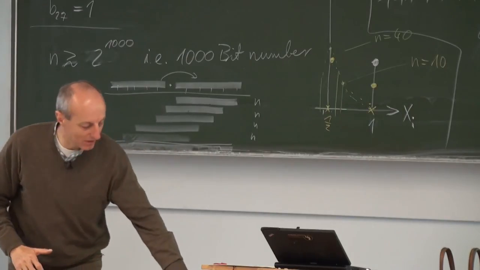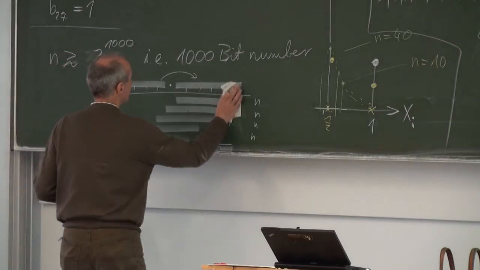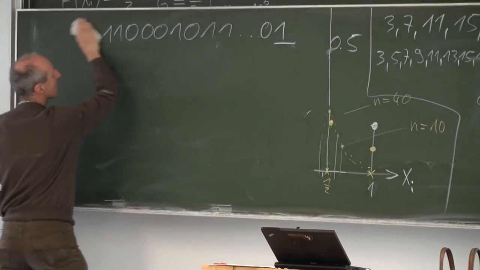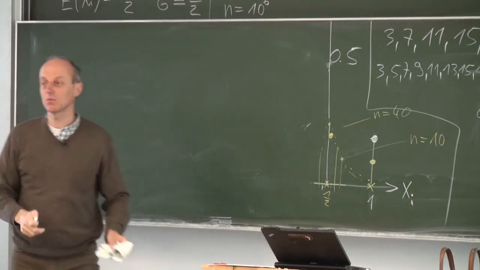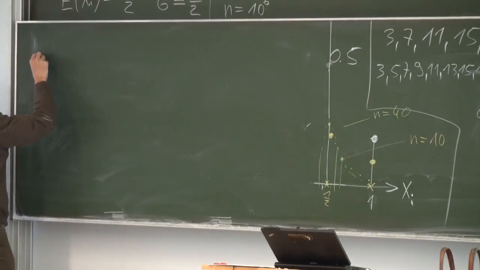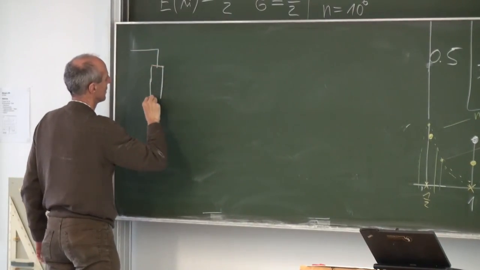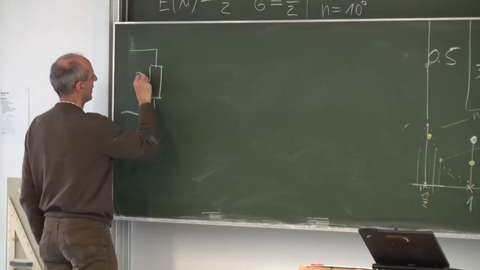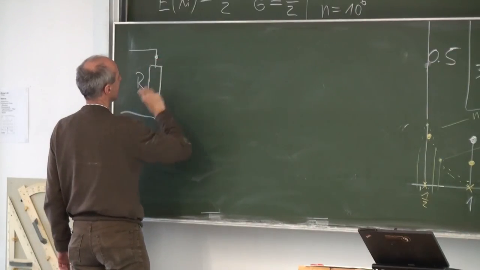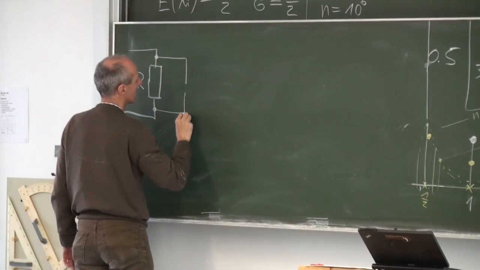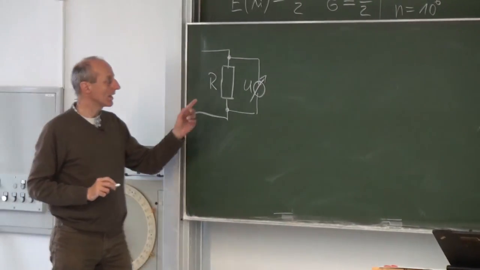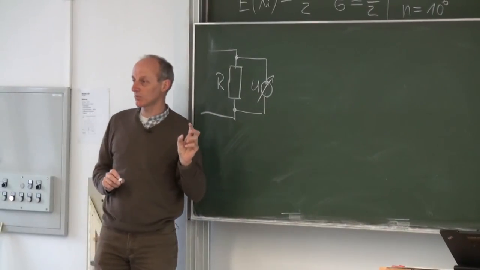So now let me sketch the typical architecture of such a random bit generator. Of course, we typically want to have these random numbers on a computer. So there is some electronic circuit where we have a resistor R. And now we could measure or take the voltage at this resistor.